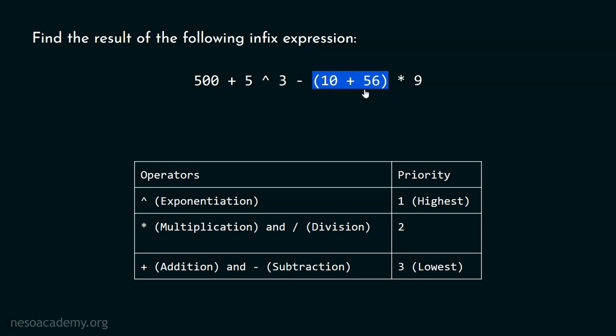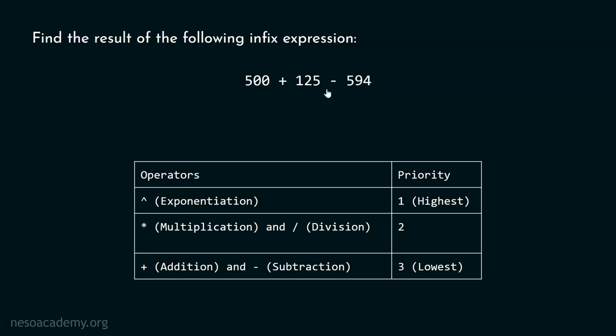Fine? What is 10 plus 56? It is 66. Now you can see there are no parentheses in this expression. Therefore, we can continue. We know that now the exponentiation will be performed. Therefore, 5 to the power 3 will be performed first. So what is 5 to the power 3? It is 125. Then after this, what is 66 multiplied by 9? It gives 594.